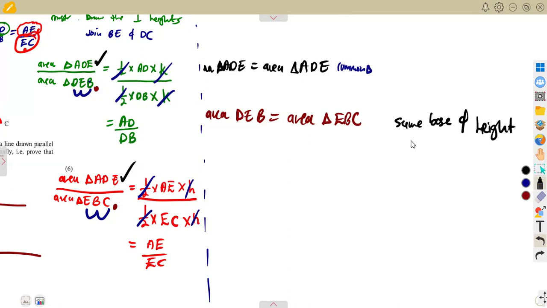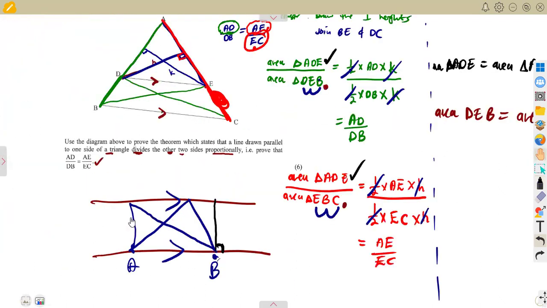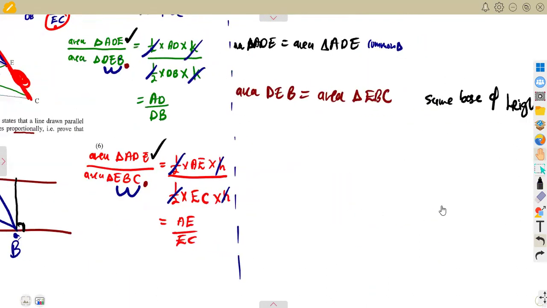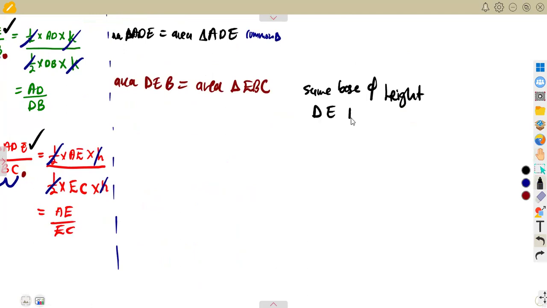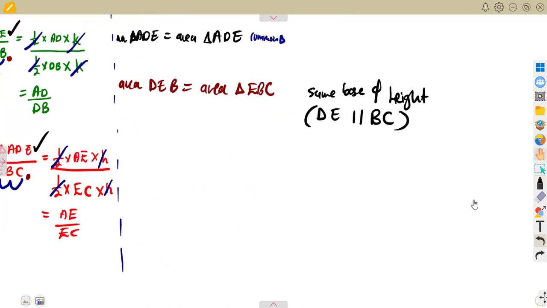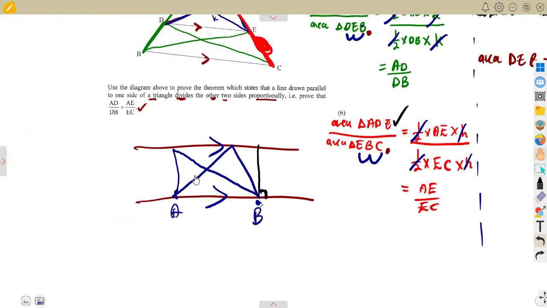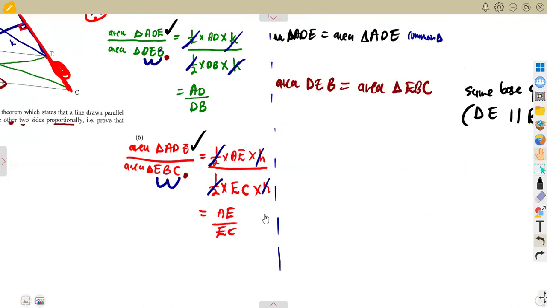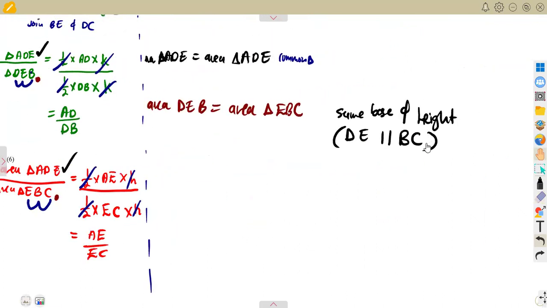This is because of what? The parallel line concept. As we can see, DE is parallel to BC. So this is a property that is maintained on parallel lines. Triangles that are formed from parallel lines, as long as they are within the parallel lines from the same base, are going to have the same height. No matter that the height is not at the same point, that height will be equal. That's why we are saying it is the same height.